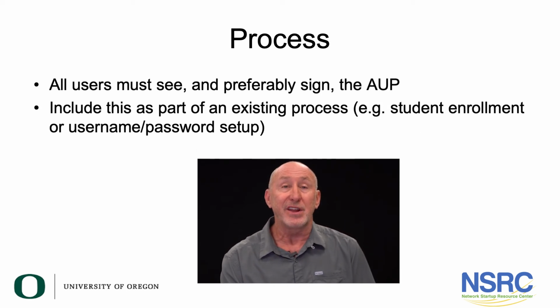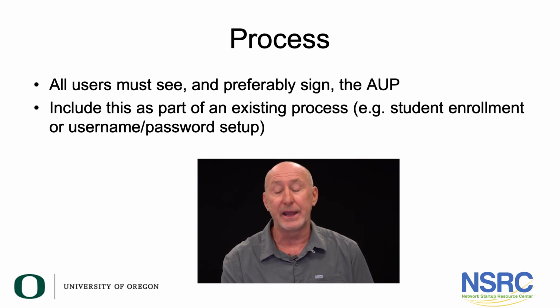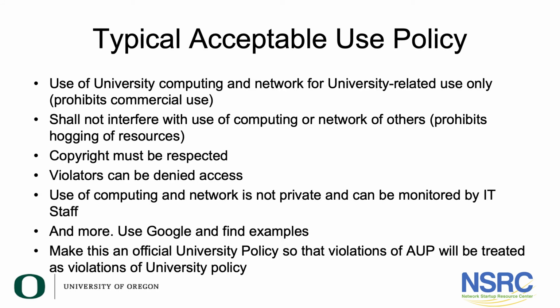All users must see and preferably sign the acceptable use policy. This is a really difficult thing to do. And again, hook it up to existing processes. So in a typical university acceptable use policy: use resources for university-related work, you shouldn't interfere with the use of resources by others, you have to respect copyright, and for violators, you can kick them off the network. Use of the systems is not private, and many, many more. So we've given you a whole bunch of examples.